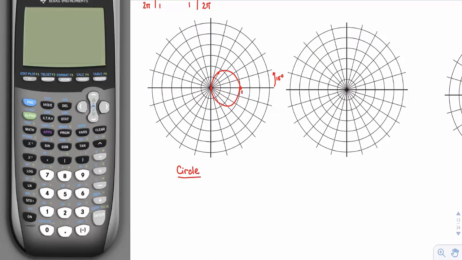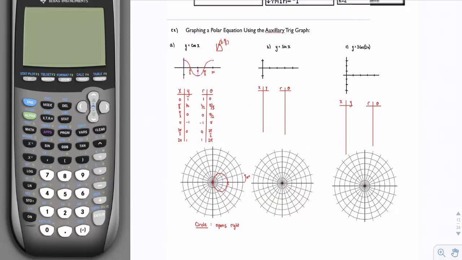Now notice, again, if you're doing cosine, the circle is on the positive side. It doesn't open, but the circle's on the right-hand side of your graph. Okay, so that's your parent graph for cosine.